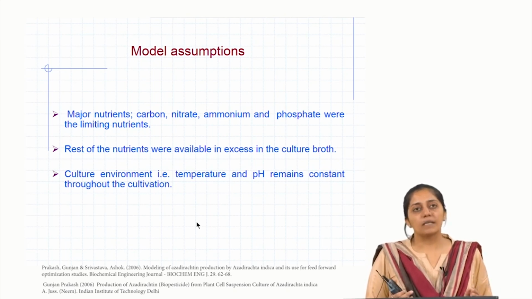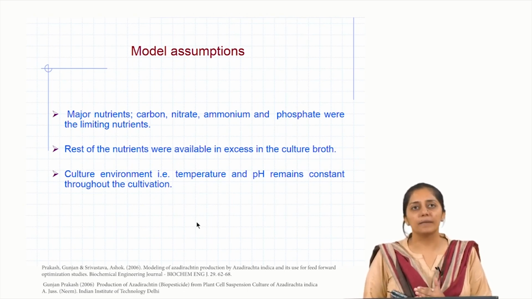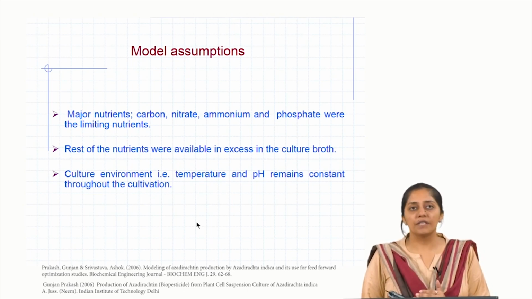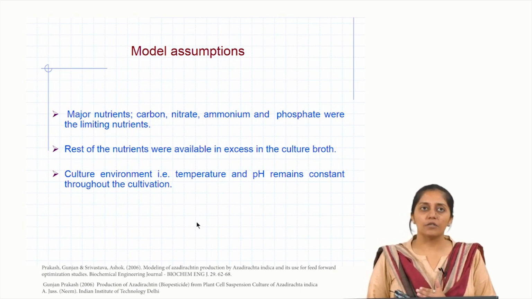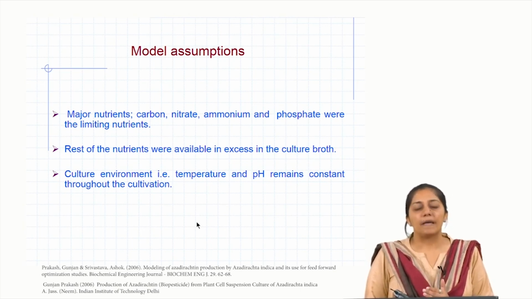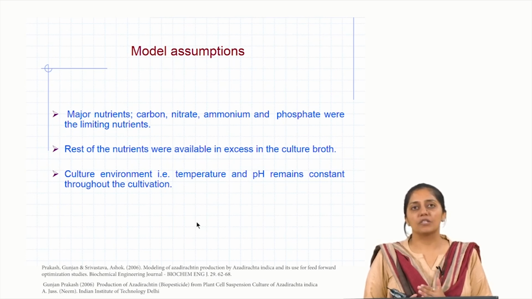The model assumptions were that the major nutrients were carbon, nitrate, ammonium and phosphate. The rest of the nutrients were available in excess in the culture broth, and the culture environment parameters like temperature and pH remained constant throughout the cultivation.